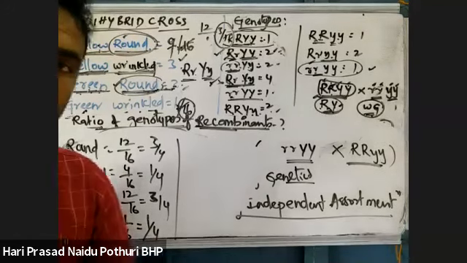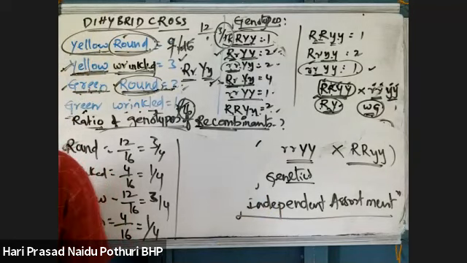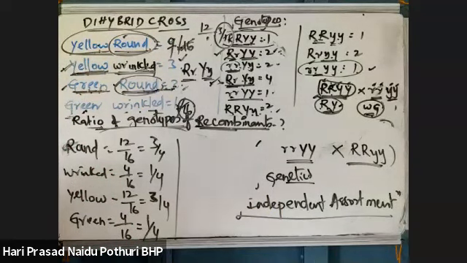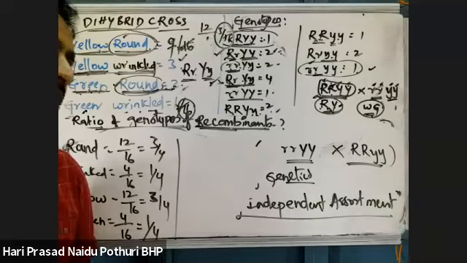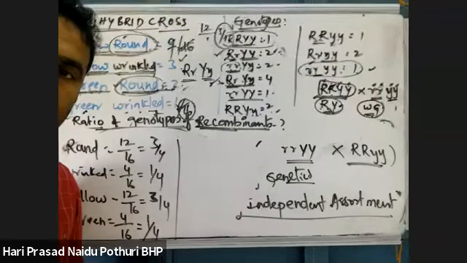For the rest of the dihybrid cross, there is the law of independent assortment, the third law of genetics. I will explain the third law of genetics, and the dihybrid test cross is also there. That will continue in the next class.